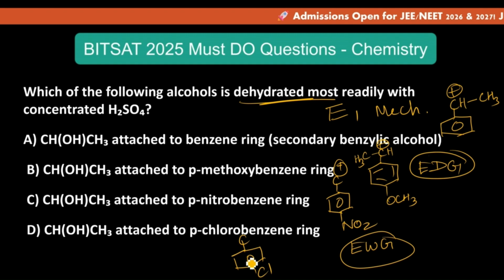So in case of option D, a weak electron withdrawing group, Cl, is there. So the carbocation stability will be more for the strong electron donating group. Okay, so it will go in the order B comes first, and then A, D, and then C. So the answer to this question is B.